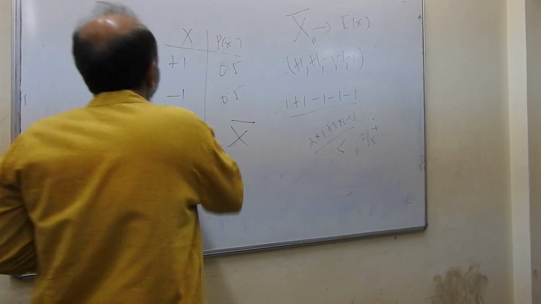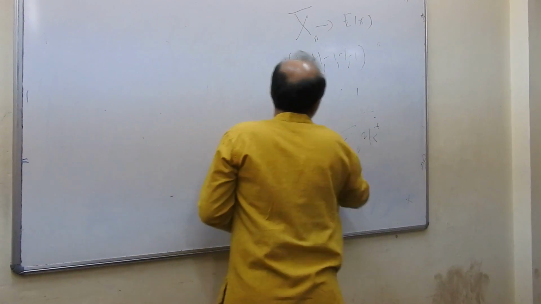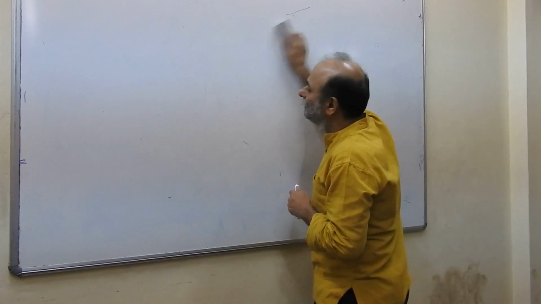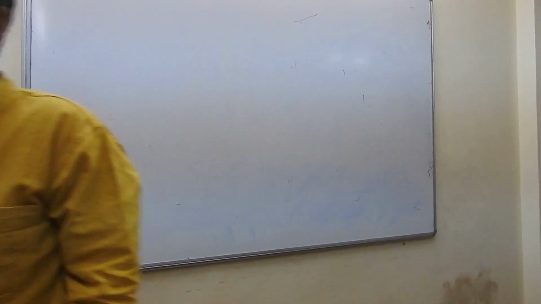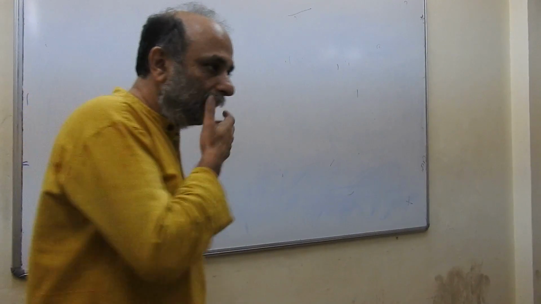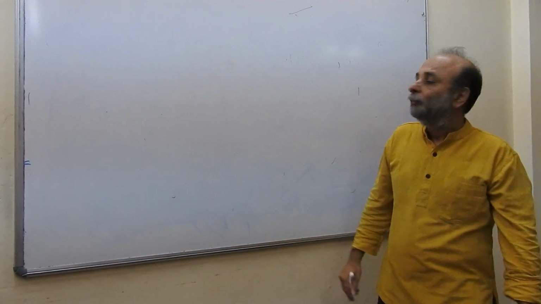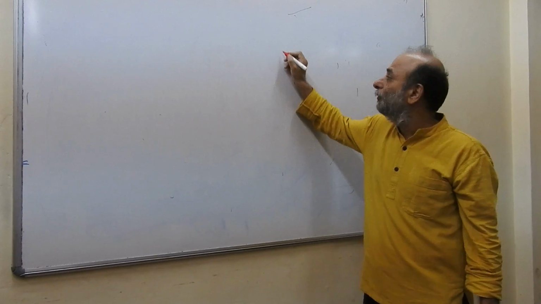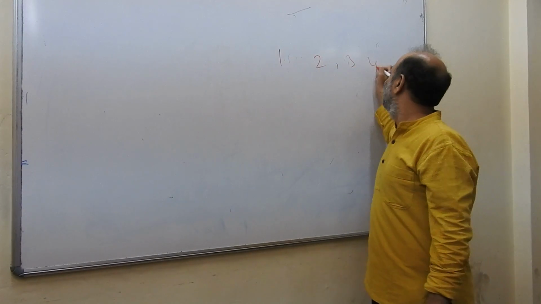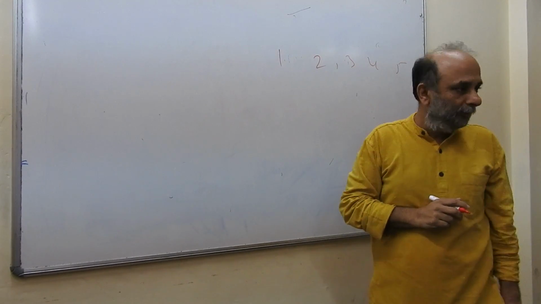Okay. Now, let me introduce to you another idea. Let's first understand some basic interesting things about the arithmetic mean in any case. The arithmetic mean has other important implications. Okay. Think of a collection of numbers, say 1, 2, 3, 4, 5.